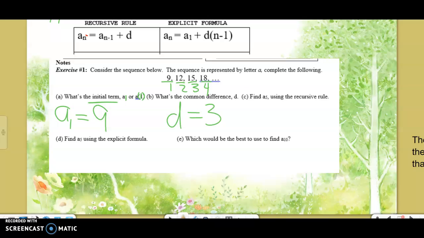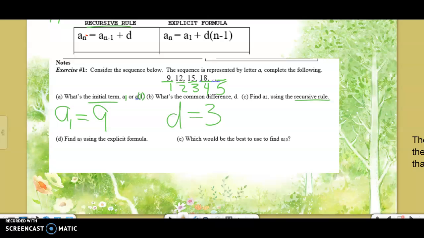And we want to use the recursive rule to find the fifth term, which is the next number. Now, common sense would be able to help you find this. What's the next number? What's the fifth number? Jonah. 21. Now, how did you do that, Jonah? How did you know it was 21?